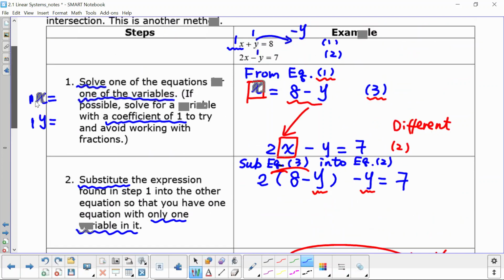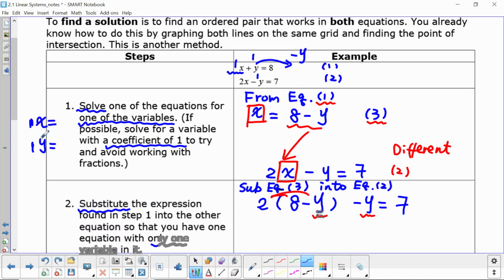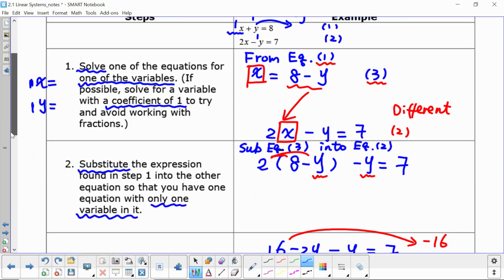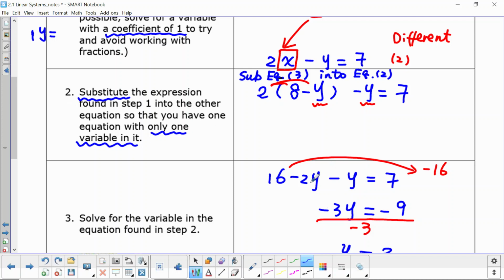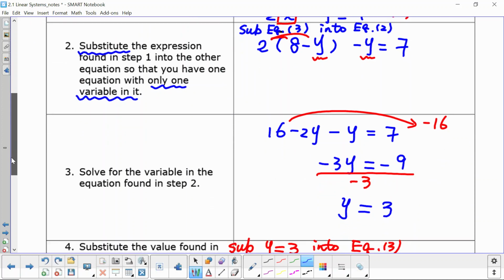So step 1 is we want to isolate. Use one equation to isolate one of the variables. If the variable is isolated already, then you don't need to isolate. You just substitute the right side to replace that variable. Then you have only one variable left in the equation. Then this is a linear equation. You just expand, collect terms, and isolate the y by moving numbers to the other side, doing the opposite operation.